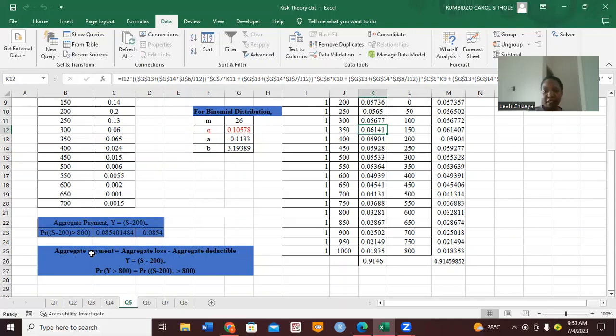One important thing to take note of is that aggregate payment is equal to aggregate loss minus aggregate deductible, since we've been told that there's a deductible of 200. So if we want our aggregate payment to be 800, our aggregate loss has to be 1,000, so that 1,000 minus 200 is 800. So if we want the probability that the aggregate payment is more than 800, we'll be calculating that the aggregate loss is more than 1,000.